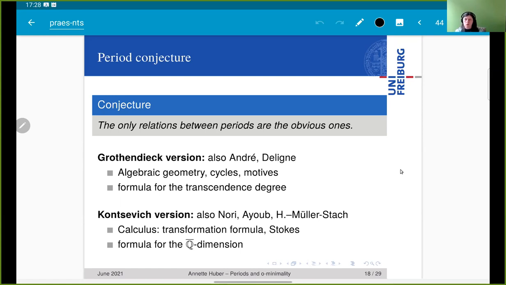This point of view involves a formula for the Q-bar dimension of the space of periods attached to some, I don't want to say motive, but it's a motive. So if you look at the Q-bar dimension of the space of periods generated by H^i of some algebraic variety, that's a finite dimensional space, and the Kontsevich version of the period conjecture makes a prediction for the dimension of this space.